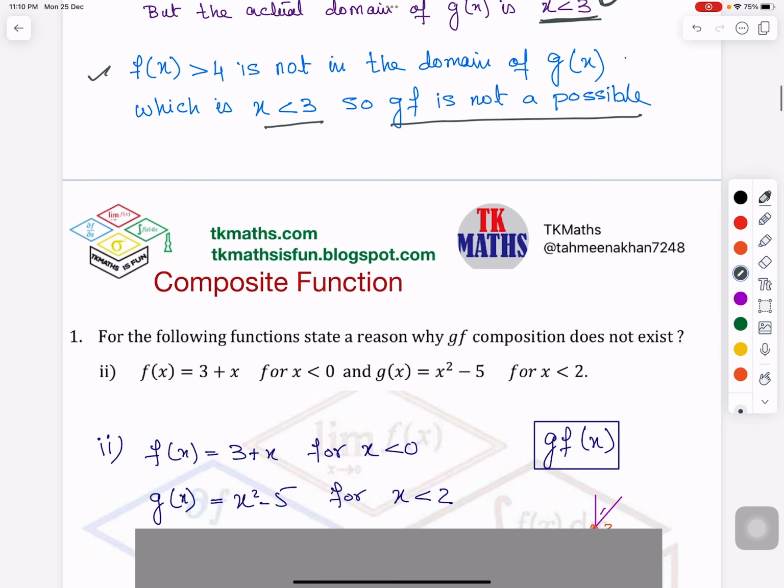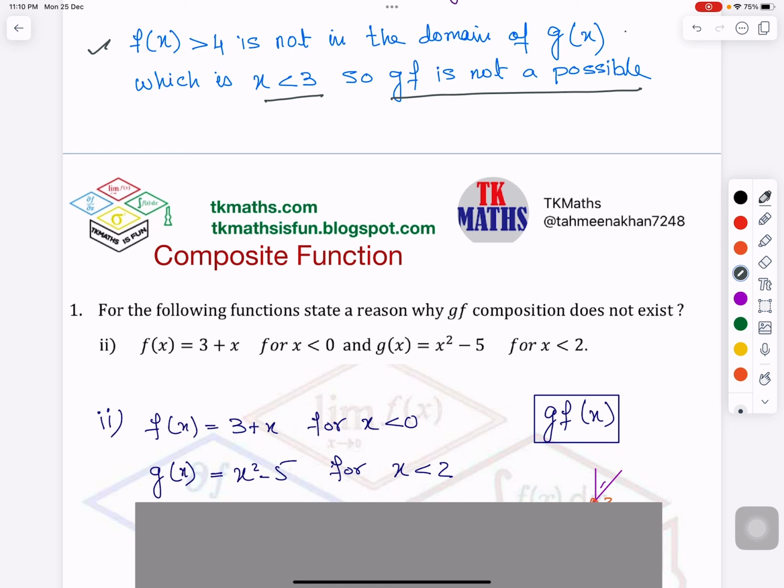Let's see part 2. Okay, same question 1 but part 2. And we again will check why g of f, the composite function, does not exist. f of x is the same linear function.